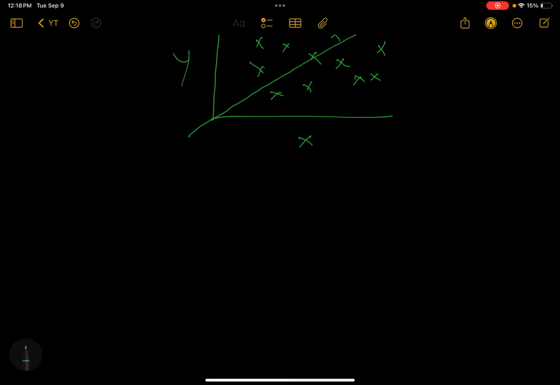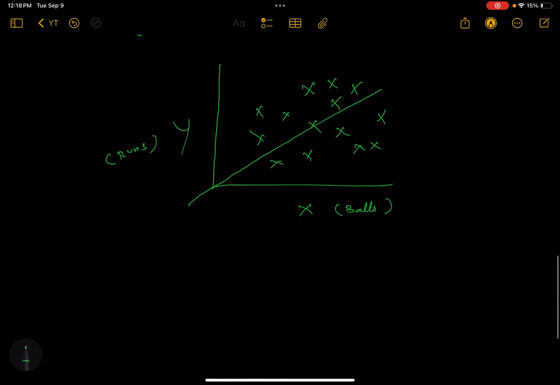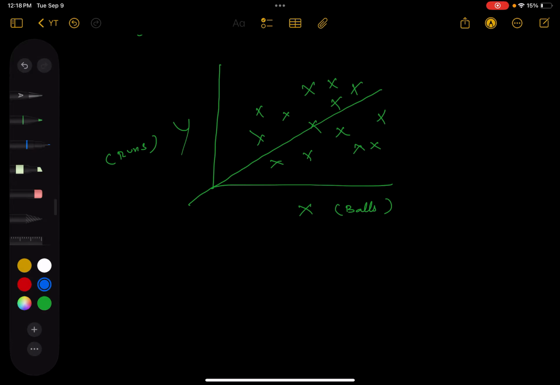So in cricket, imagine we track how many balls Virat Kohli faces and how many runs he scores. Every inning is like a dot on the graph. So these are the balls, and the runs on the y-axis. These are the runs. Linear regression simply says, let's draw one straight line that goes as close as possible to all these dots.